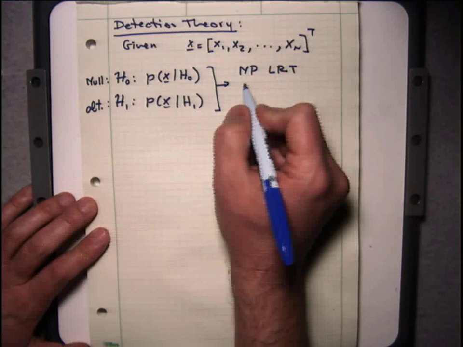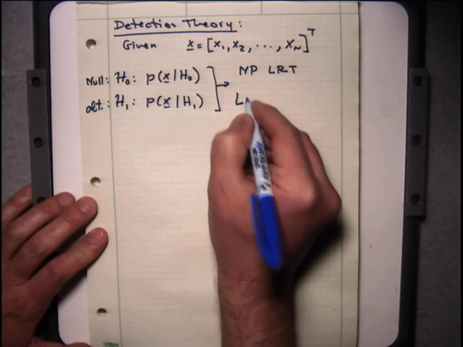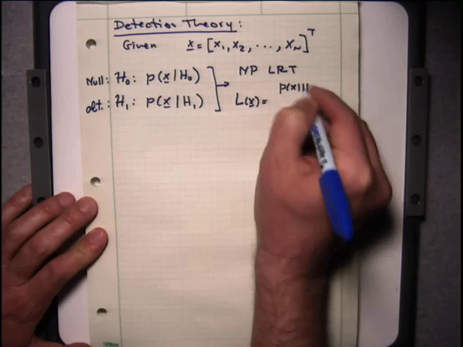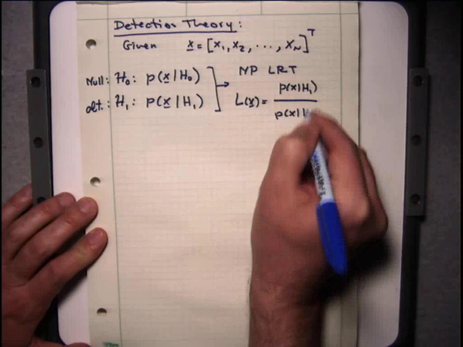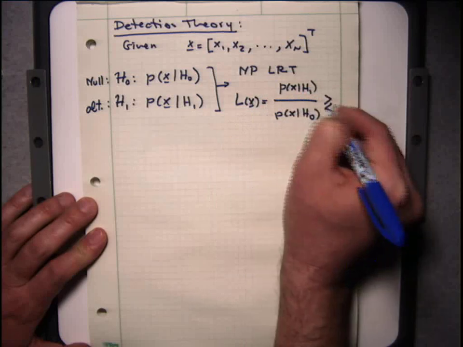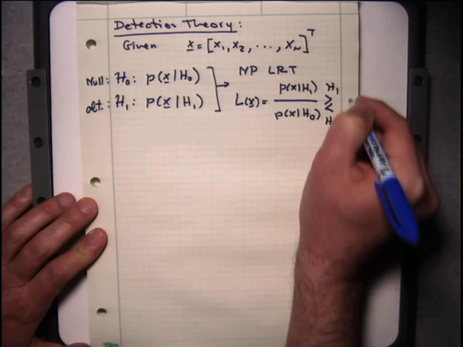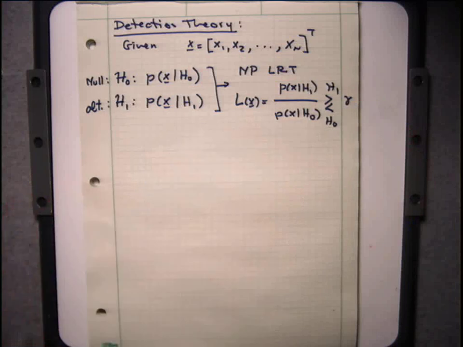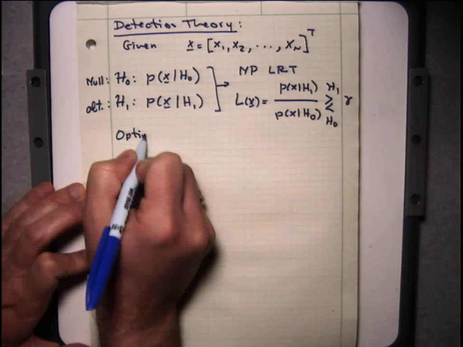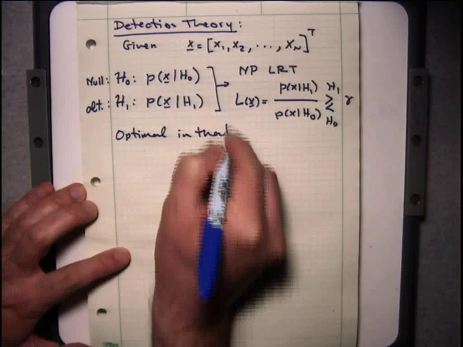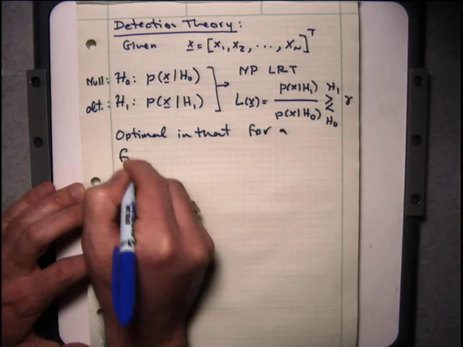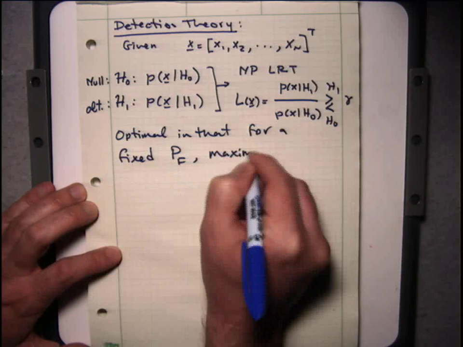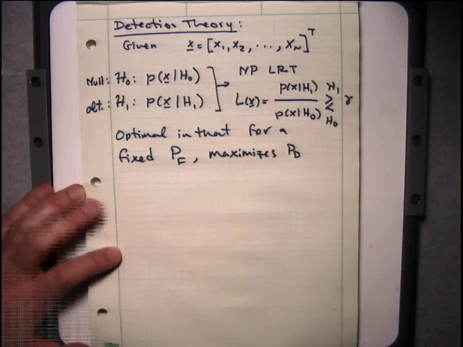And what this involved was to compute the ratio of the probability density functions, PDF of x given H1 over PDF of x given H0, and to compare this to a threshold gamma. And this result was optimal in that for a fixed probability of false alarm, this maximizes the probability of detection.